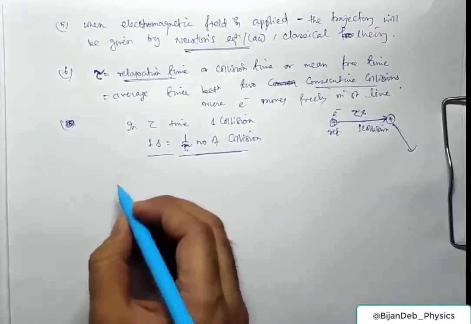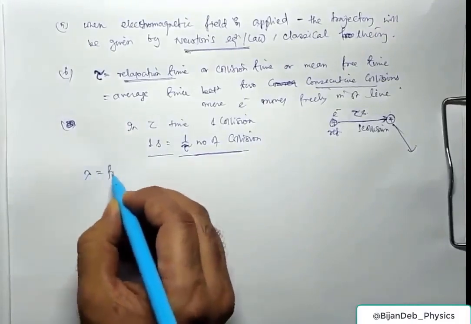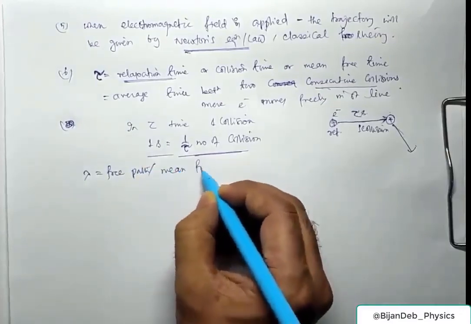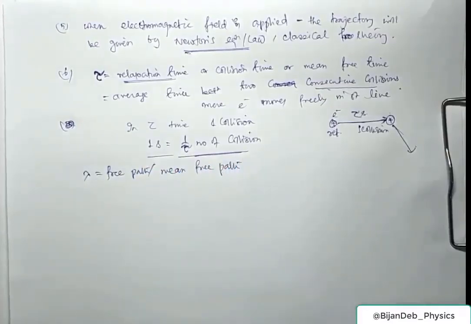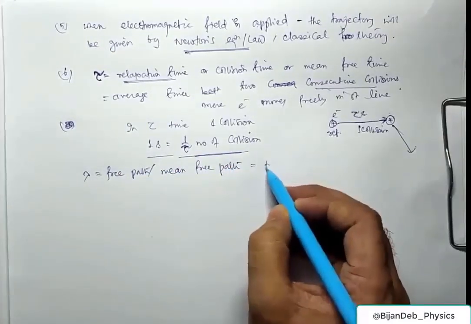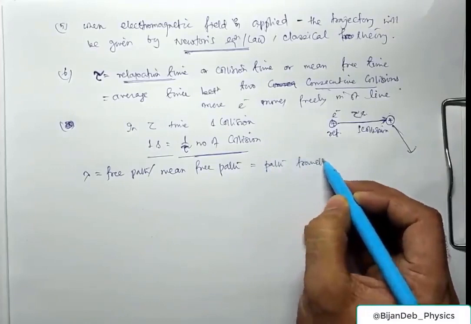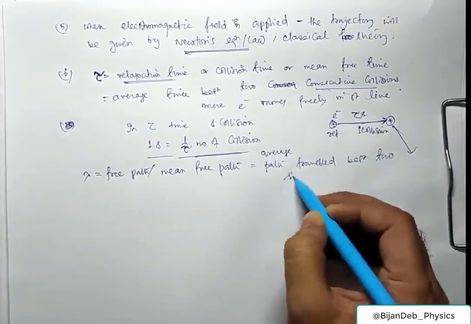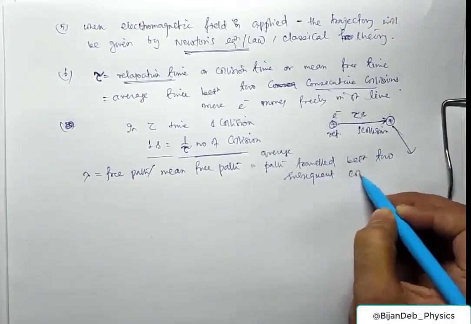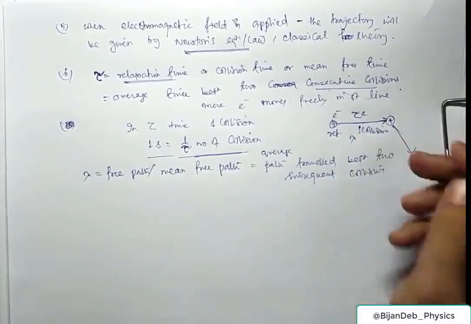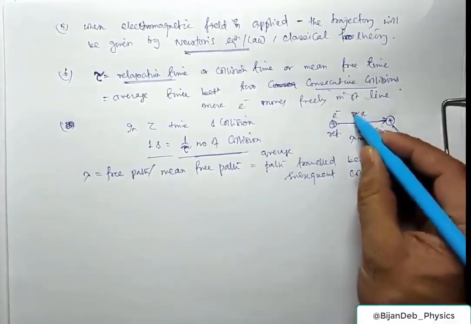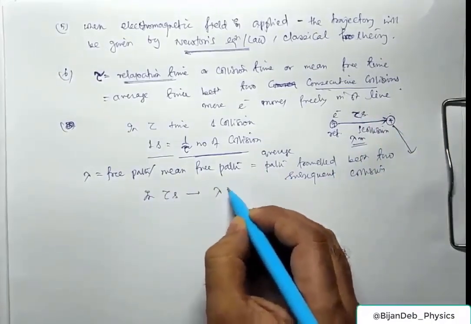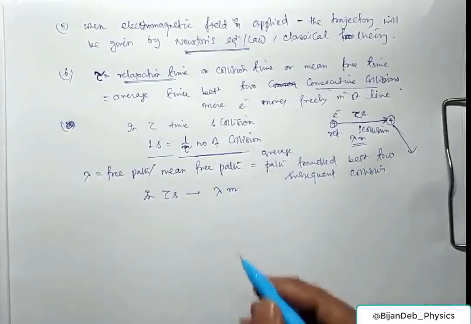Now we also define another term, that is free path, or you can say mean free path. This also you have studied in kinetic theory. So mean free path is the average path traveled between two subsequent or consecutive collisions. Okay. So in tau seconds, the distance traveled is lambda meter, if we take SI unit.